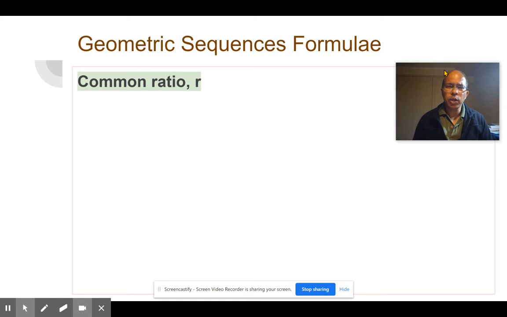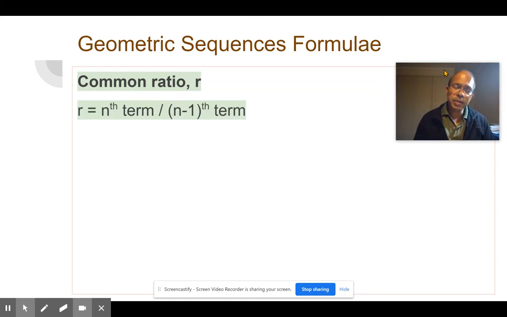Now let's go to the geometric sequences formulae. There are again 3 different formulae. The first one is called the common ratio, which is the nth term divided by the n minus 1th term. Simply take any term in the geometric sequence and divide that by the previous term to get the common ratio.